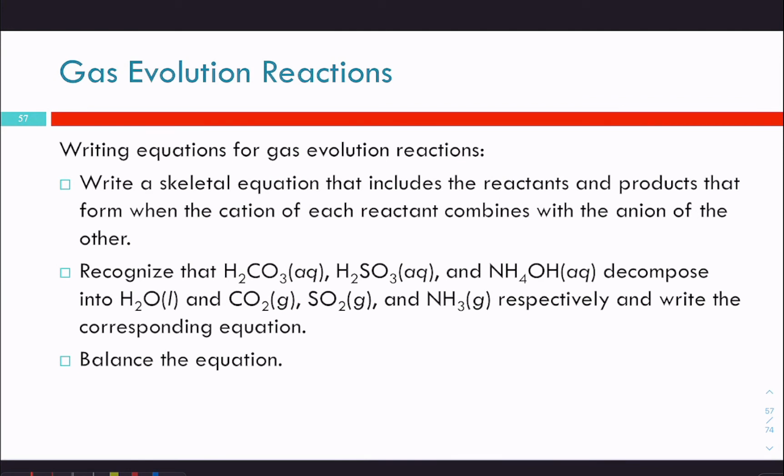So when you're writing an equation for these, you'll write your skeletal equation. That includes reactants, and then the immediate products that form, by swapping the anions on the cations, just like we did with precipitation reactions. Then recognizing if you have one of these four, or one of these three at least, or if you get H2S, which is a gas directly. Then you balance the reaction.